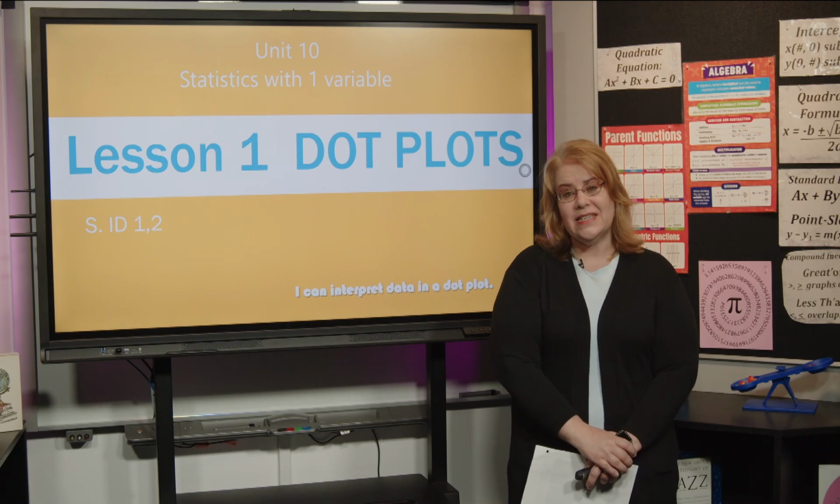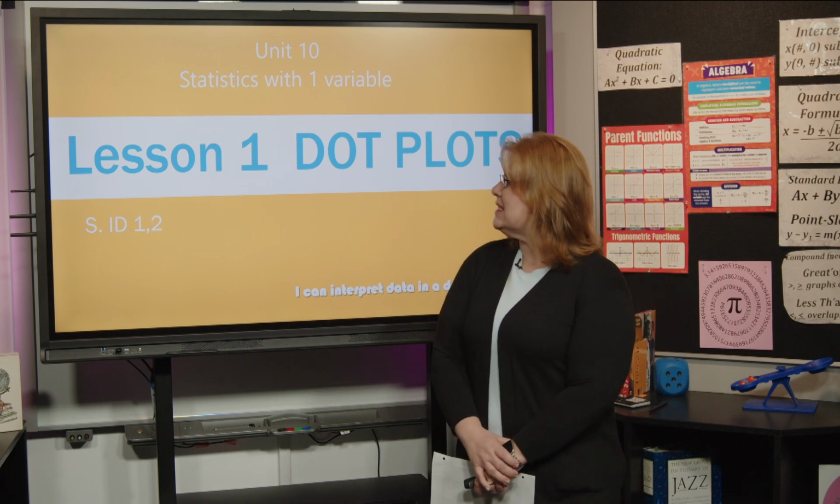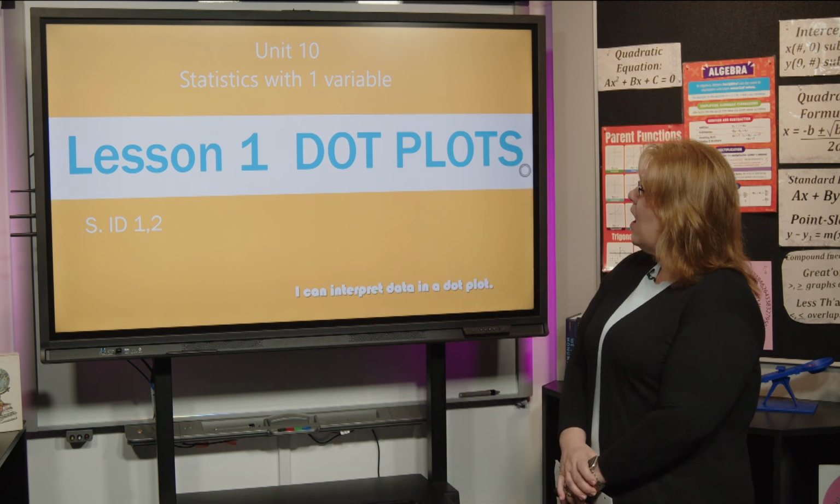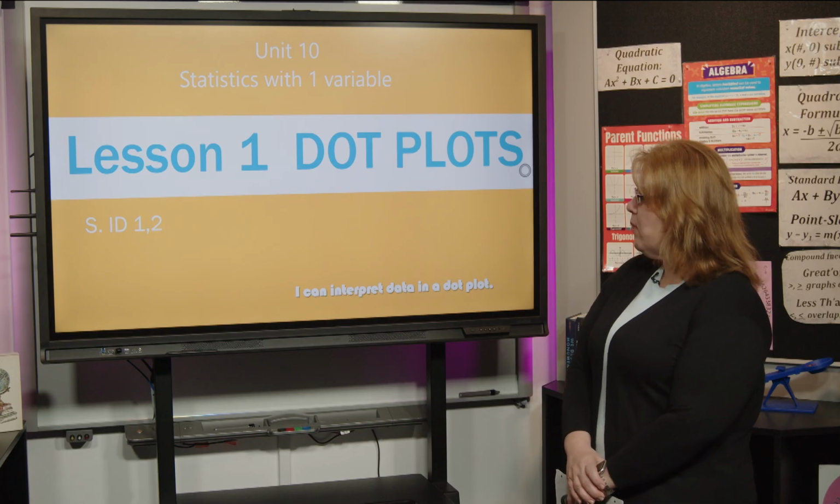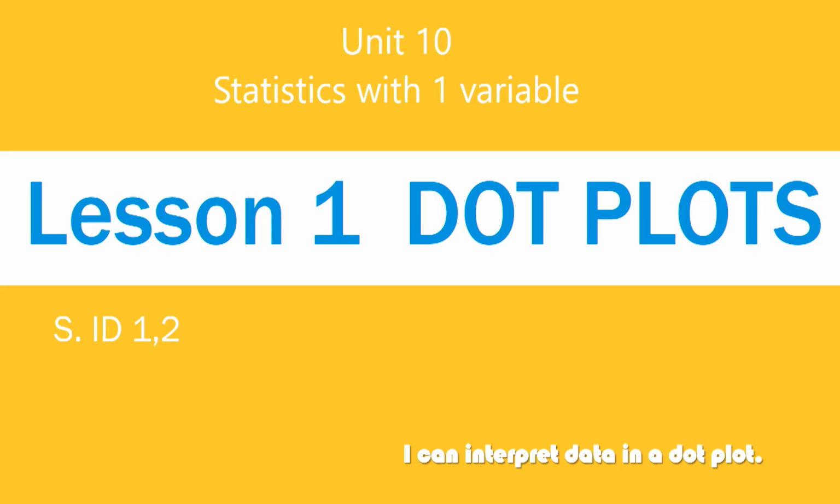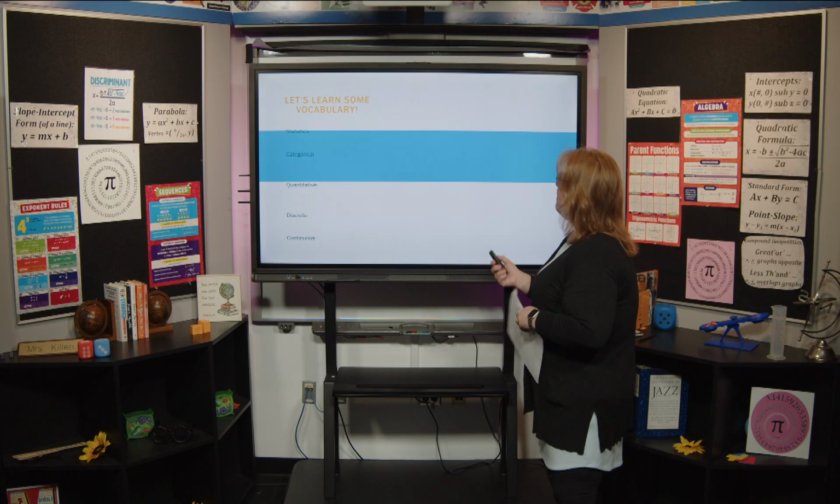We are in our 10th unit. We're looking at Lesson 1, dot plots. Our 10th unit is on statistics with one variable. I can interpret data in a dot plot. We are looking at S-ID.1 and 2. So let's go ahead and dive in and see what we've got.